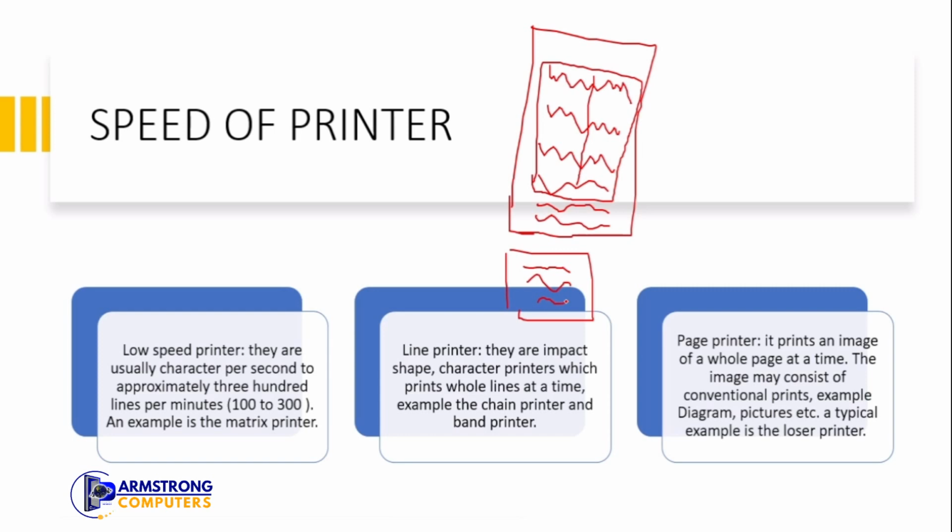We also have the line printers. They are impact shaped character printers which print a whole line at a time. Examples are the chain printers and the band printers. We also have the page printer. It prints an image of a whole page at a time. The image may consist of conventional printing, for example a diagram, pictures, etc. A typical example of this is the laser printer. So basically, that is just that.